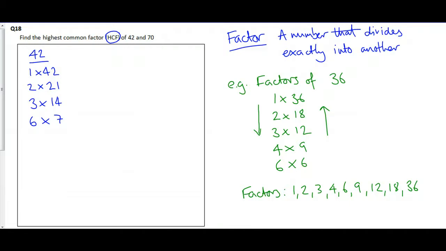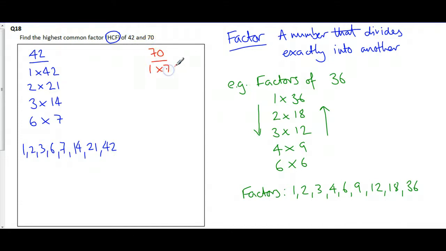So I could write out the list. So the factors, therefore, are 1, 2, 3, 6, 7, 14, and 21. Oh, and 42.